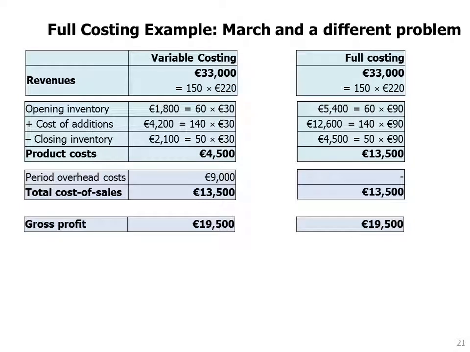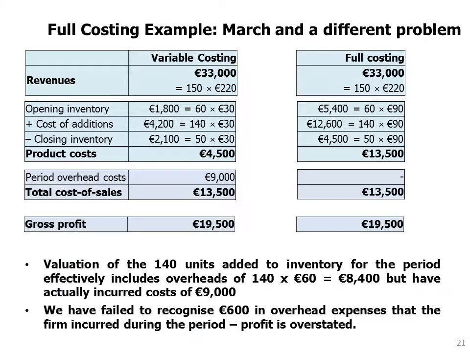No period cost, because full costing incorporates that into inventory valuations. And the problem here is that the valuation of the 140 units added to inventory is taking into product cost overheads of 60 euros per unit. So we've got 140 units at 60 euros. That gives us 8,400.